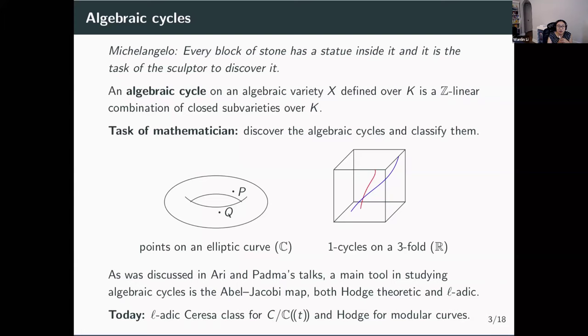So an algebraic cycle in an algebraic variety is just a linear combination of subvarieties. They are already there. It's not man-made, right? And it is the task of mathematicians to discover these algebraic cycles and classify them. To me, the start of this topic is when you first hear about subvarieties in a variety, you might think there are many of them, right? It might feel unimaginable.